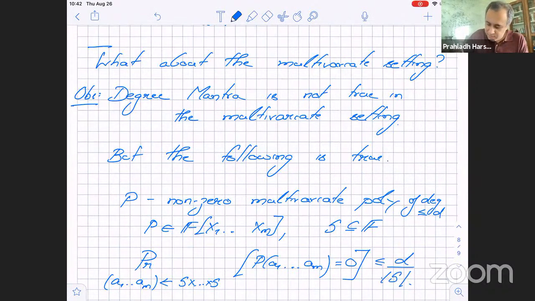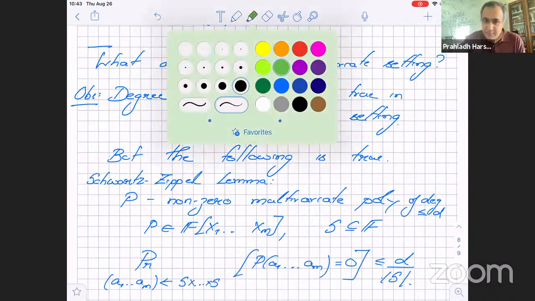This is a statement which has been discovered and rediscovered several times over. It's a very easy statement to prove, but it's been discovered several times. So it's called the Schwartz-Zippel Lemma. It's called the polynomial identity lemma. There are several names for this. The two instructors, I think, will use different names for this.